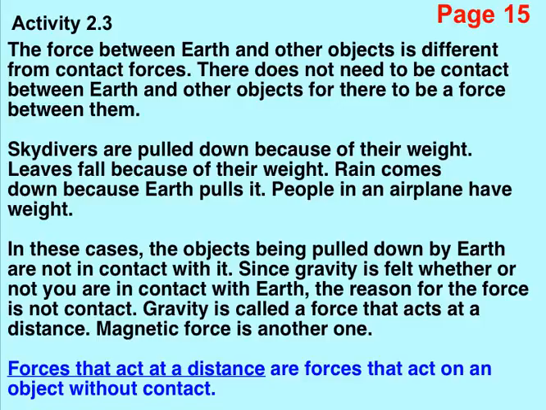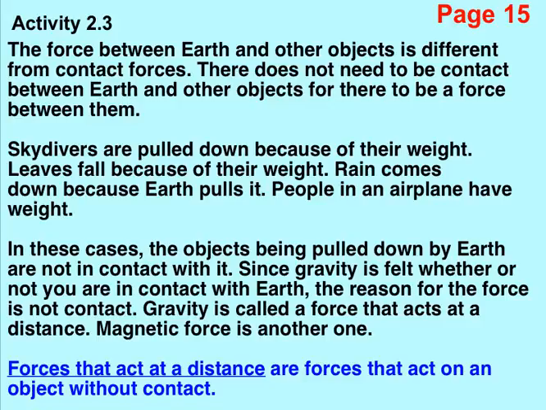Now there does not need to be contact between the Earth and other objects for there to be a force between them. For example, skydivers are pulled down because of their weight. Leaves fall because of their weight. Rain comes down because the Earth pulls it down. People in an airplane have weight. So in these cases, the objects being pulled down by the Earth are not in contact with it.